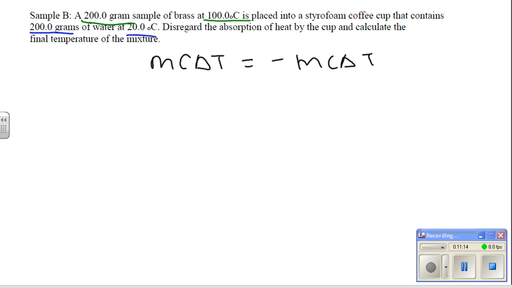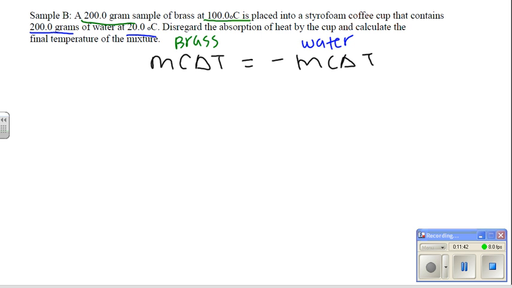Okay, so for the left side, I'm going to choose to use brass for the left and water for the right. Now, it does not matter which one goes where. For example, I could have put water on the left side and it would have been positive, and brass on the right side and it could have been negative. As long as the correct values stay together, it doesn't matter which one goes on which side.